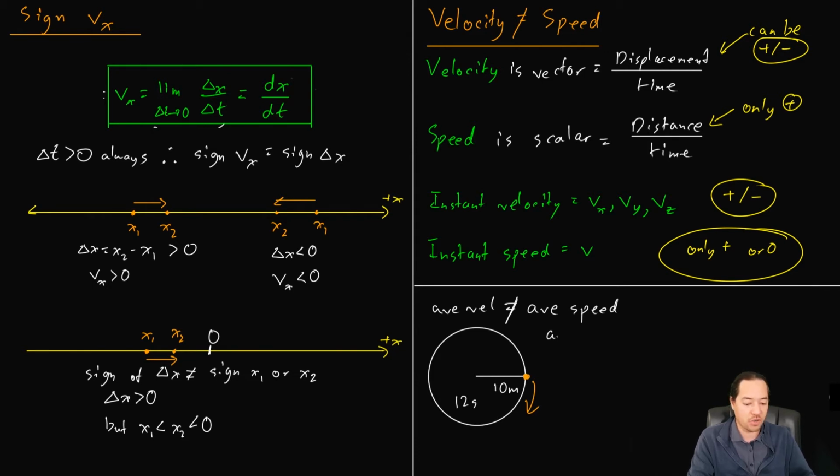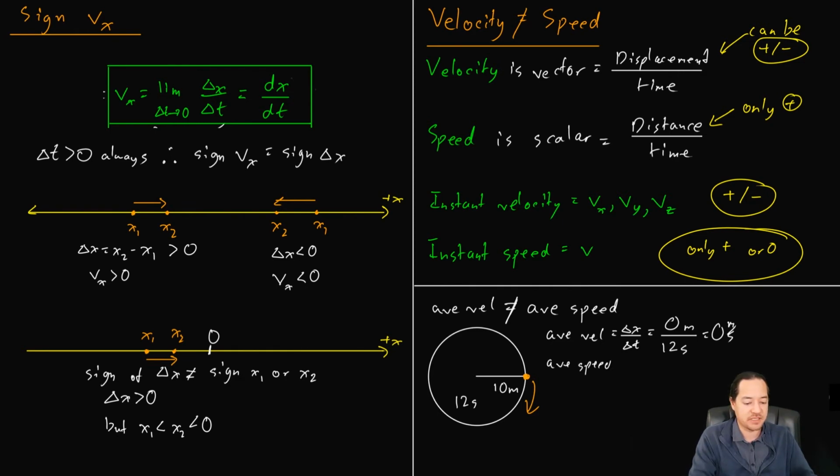Okay, so your average velocity is going to be your displacement over the time interval, but your displacement here is 0. Your total displacement is 0 meters. And although it took you 12 seconds, that's going to give you an average velocity of 0 meters per second, because you actually didn't wind up changing your position.